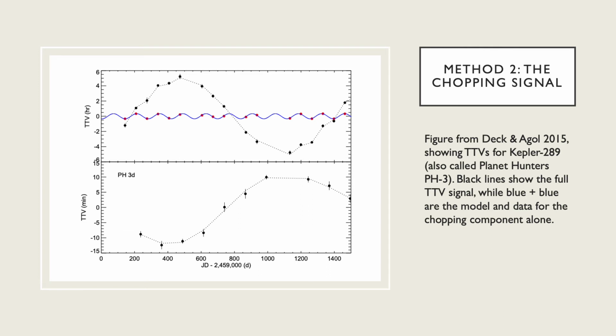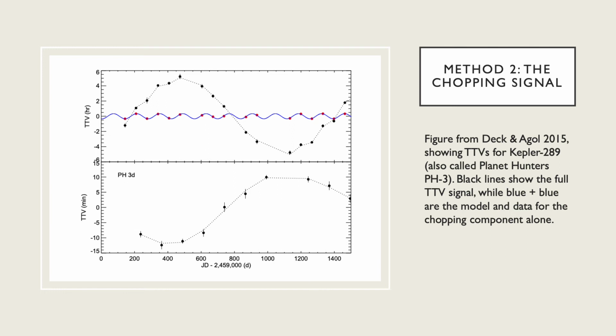However, there is additionally a short period term, much smaller in amplitude, shown here as the red points with the model being a blue sinusoid, that you can see if you correctly subtract off the sinusoid of the large amplitude term. If you can fit for this term, the strength of the chopping signal depends on the true masses of the planets, and this allows you to break the degeneracy that's inherent in normal TTV fits.